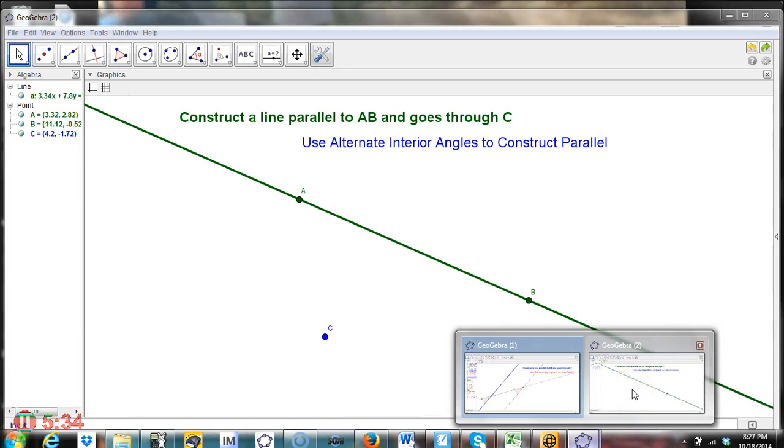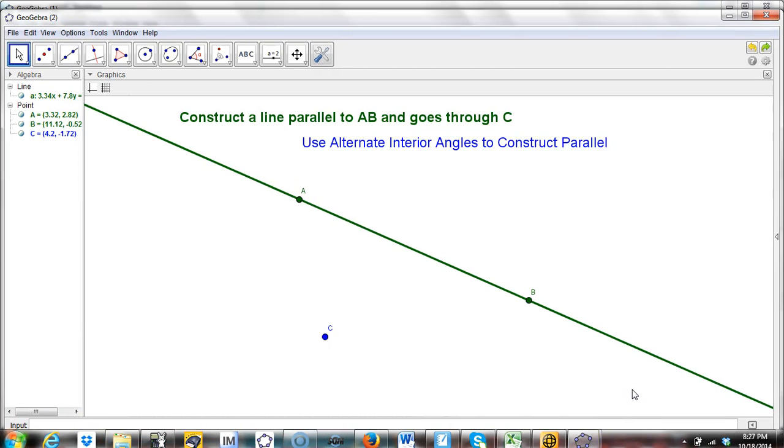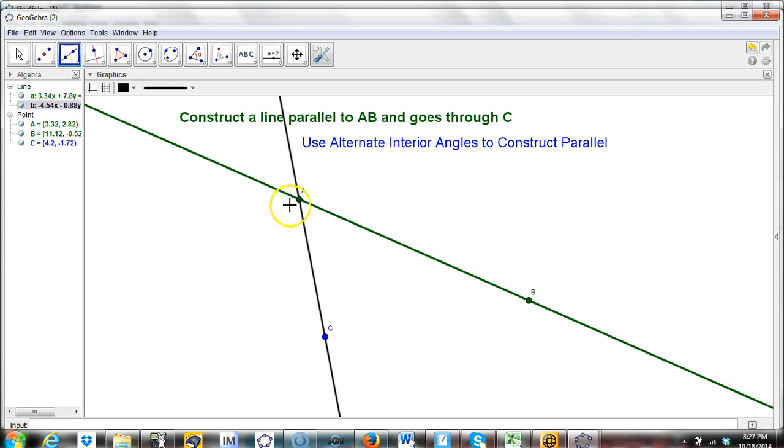Okay, let's try another one here. Same idea, but now we're going to use alternate interior angles. So I need a transversal. It's going to go through C, so I'm going to use C, and now I'll just use point A. Okay, so now I have two options for alternate interior angles. If I want to highlight, say, this angle here, then I'm going to rotate it so that it comes to this angle over here. Or if I choose this angle here, I'll just rotate it to make this angle over here. It doesn't really matter.